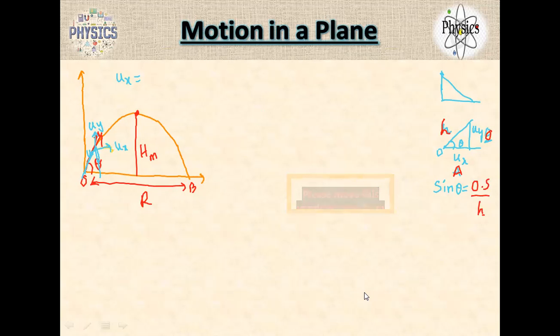Okay, now tell me the cost. So from this diagram, what should I write? What is my opposite side here? Ux, right? Yes, sir. Sine theta is equal to uy by h, right? What is my h here? Tell me.